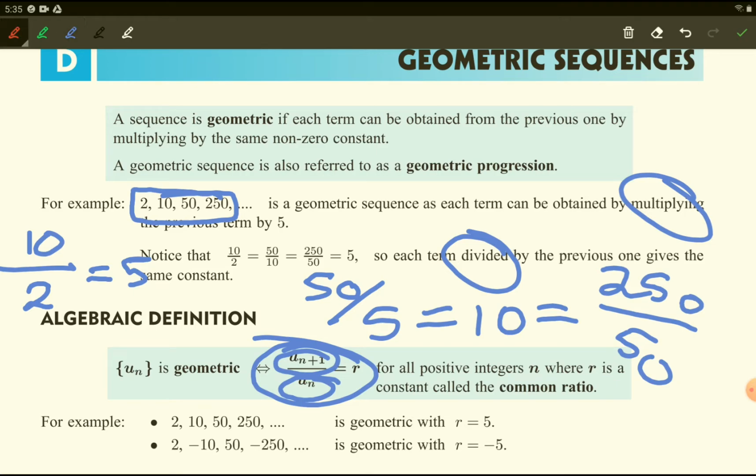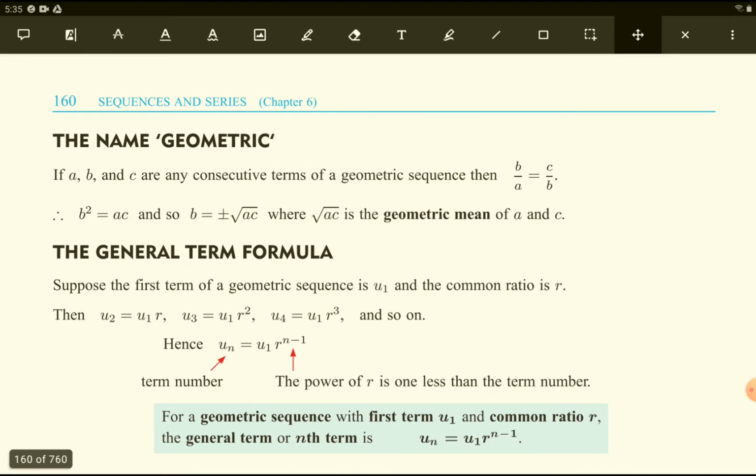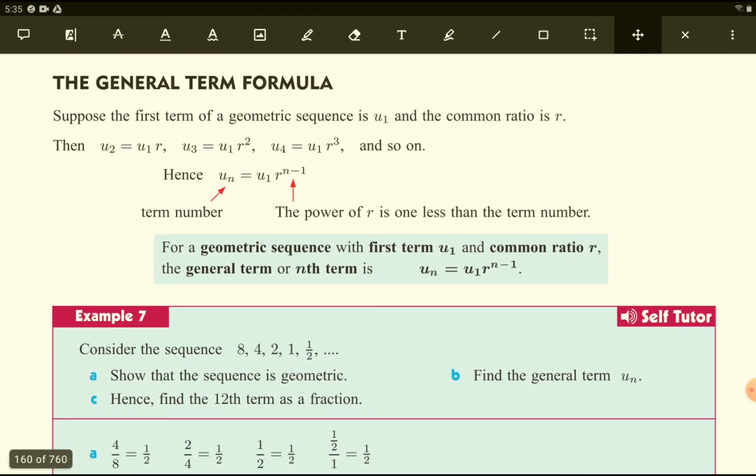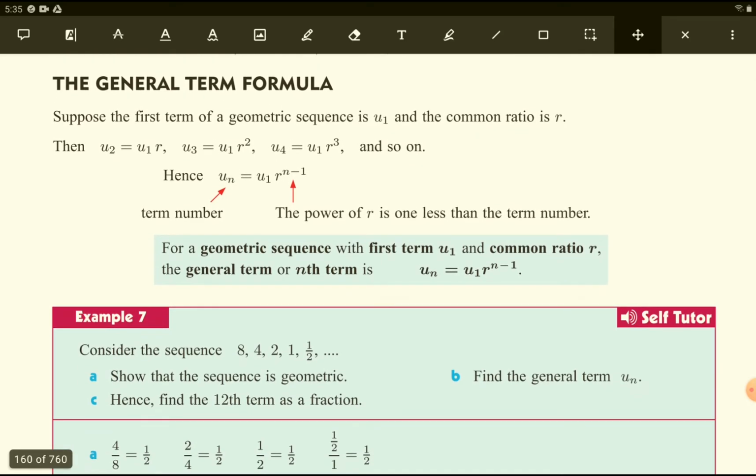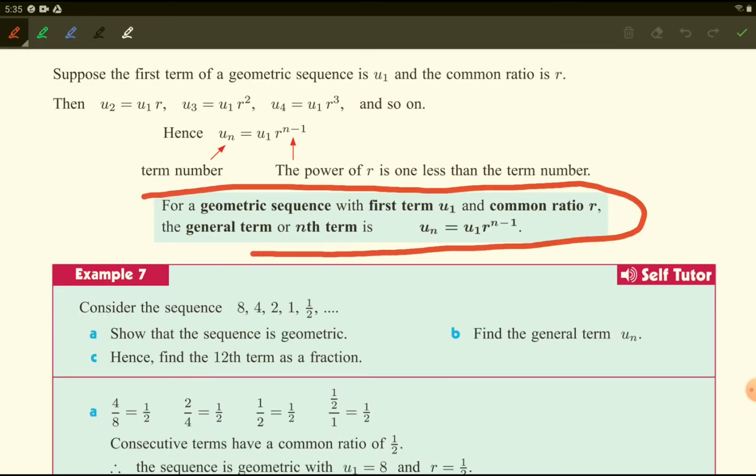And r can also be positive or negative. And so now let's get into the nitty gritty. You don't need to know the geometric mean. We already wrote this down, but here it is again.